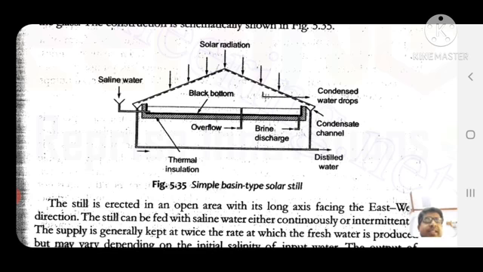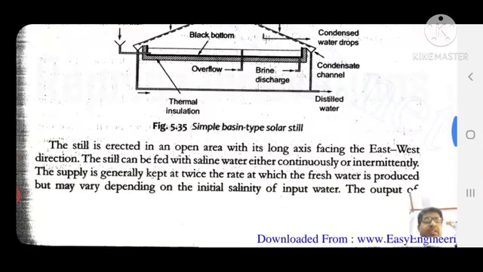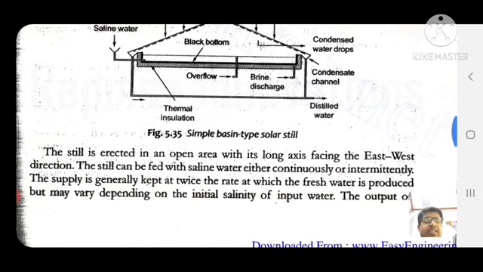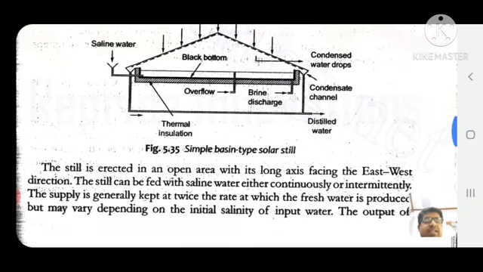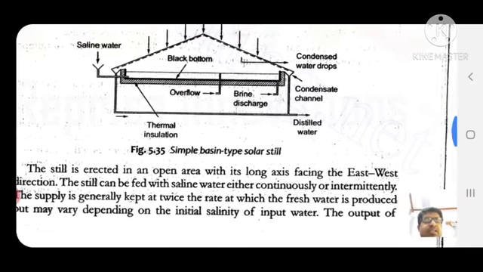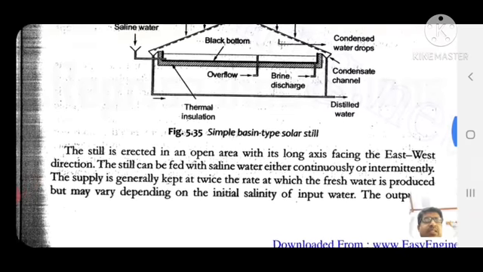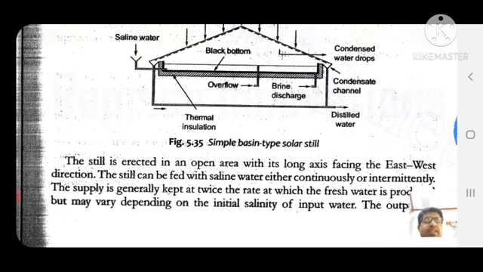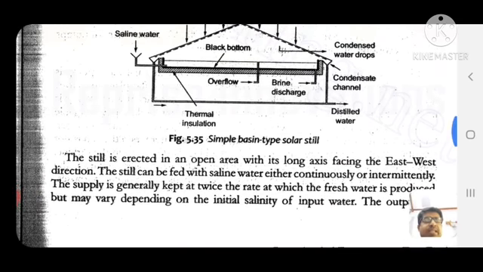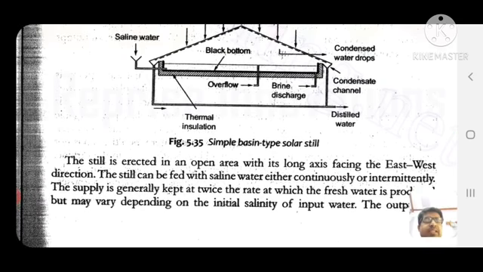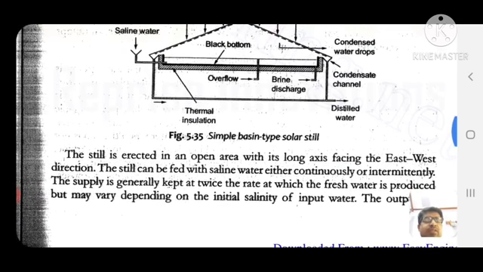The still is created in an open area with its long axis facing the east-west direction. The still can be fed with saline water either continuously or intermittently. The supply is generally kept at twice the rate at which the fresh water is produced, but may vary depending on the initial salinity of the input water.